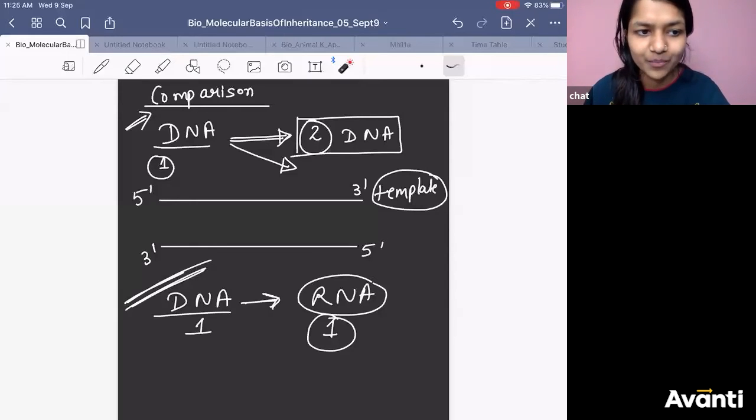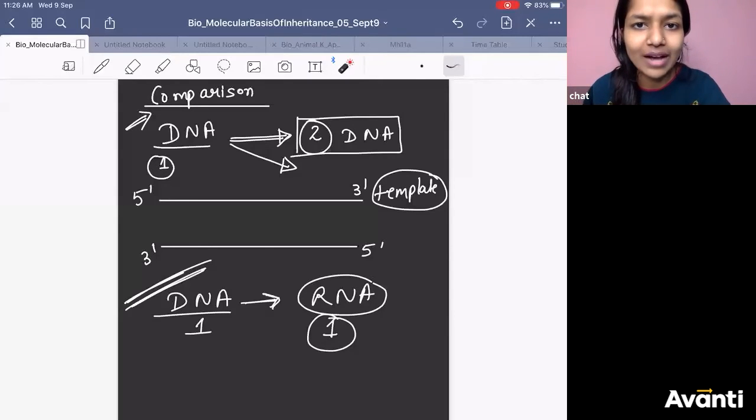Wrong, Chetna. Transcription happens in 5'. I have told you, everything happens in 5' to 3'. Yes or no? You don't revise. That is why you are making mistakes. Some of you are making mistakes, right? Replication, transcription, translation, every process happens in 5' to 3'.